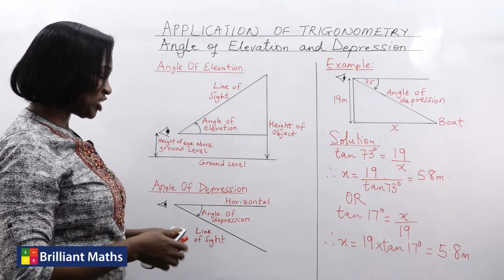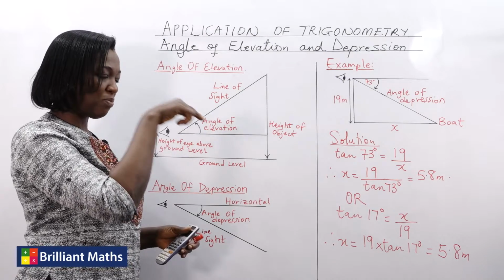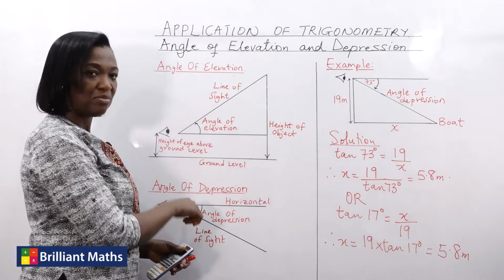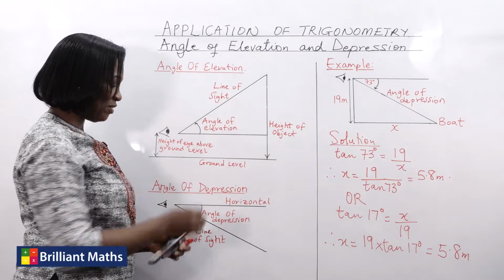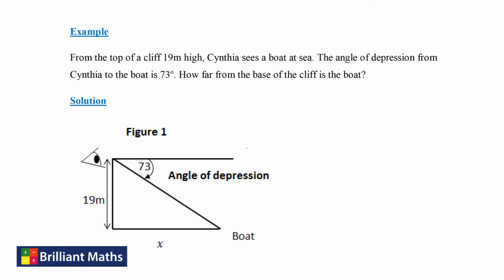While the angle of depression is the angle the line of sight makes to the point you're looking down at. Same position, we're coming down. So that's the angle of depression. Let's look at an example. From the top of a cliff, 19 meters high, Cynthia sees a boat at sea. The angle of depression from Cynthia to the boat is 73 degrees. How far from the base of the cliff is the boat?